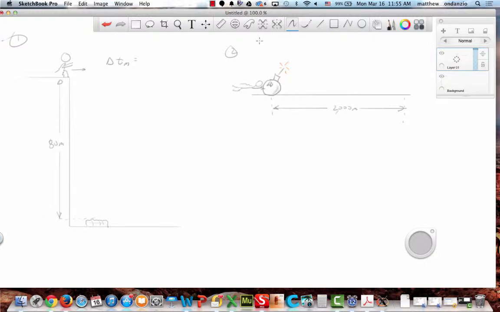The initial velocity of Superman is 0 meters per second horizontally. His acceleration horizontally, the acceleration in the x direction, is plus 5 meters per second squared. The question is twofold. One, what's his time to get to safety? And what's his final velocity?